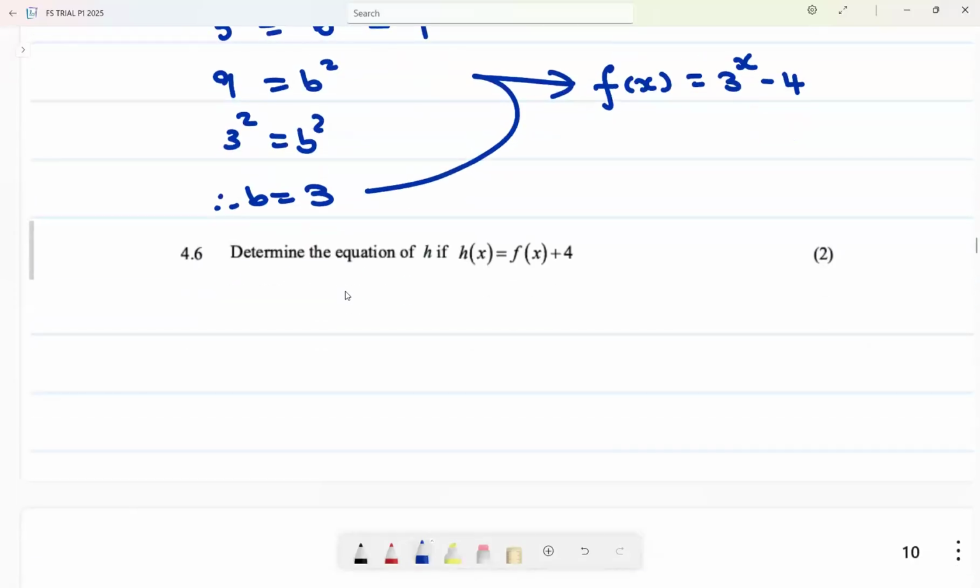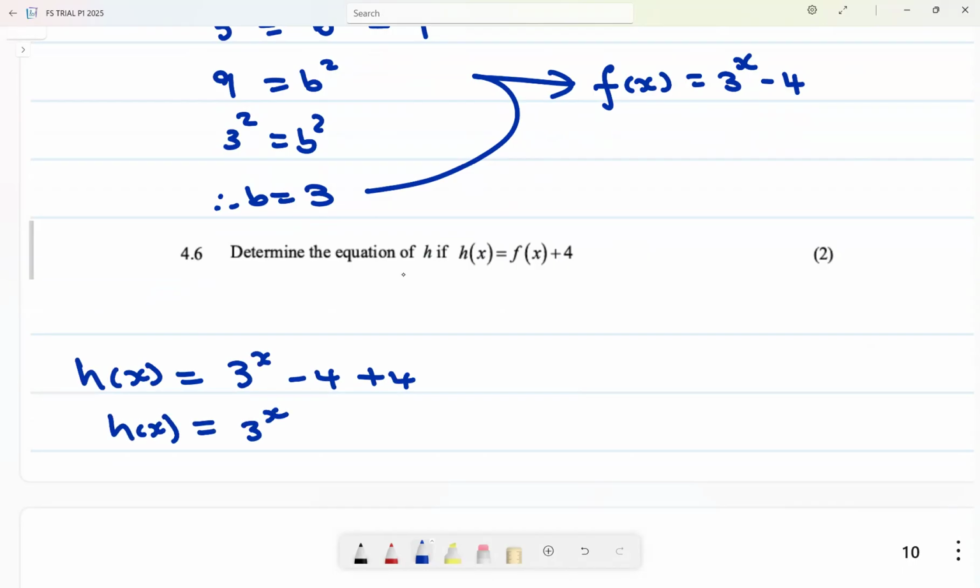Determine the equation of h of x is equal to f of x plus 4. So this is easy, just the h of x. What is f of x? f of x is 3 to the power of x minus 4, and then you just add 4. So h of x is just 3 to the power of x.